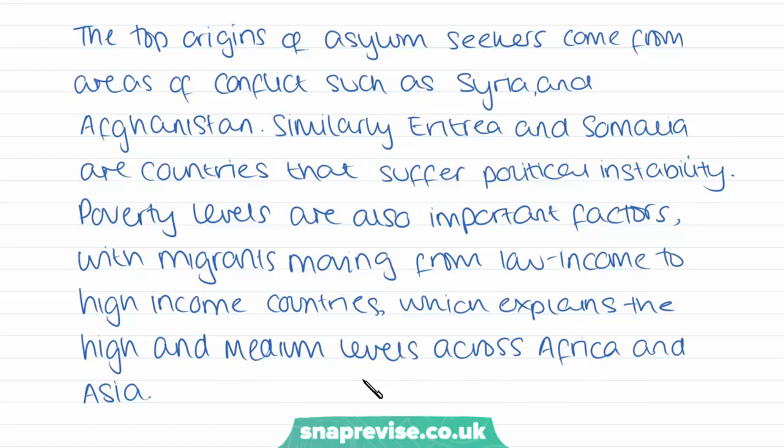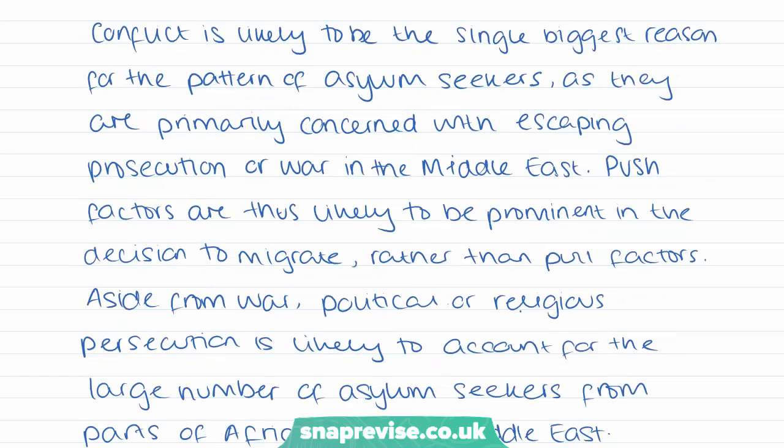So here, essentially in this paragraph, I've discussed the push factors from the low-income countries and the reasons why they are opting to become asylum seekers and seek asylum in the EU. Now I'm moving into a bit of analysis to analyse these trends that I've just pointed out. So I've said conflict is likely to be the single biggest reason for the pattern of asylum seekers, as they are primarily concerned with escaping persecution or war in the Middle East. Push factors are thus likely to be prominent in the decision to migrate rather than the pull factors.